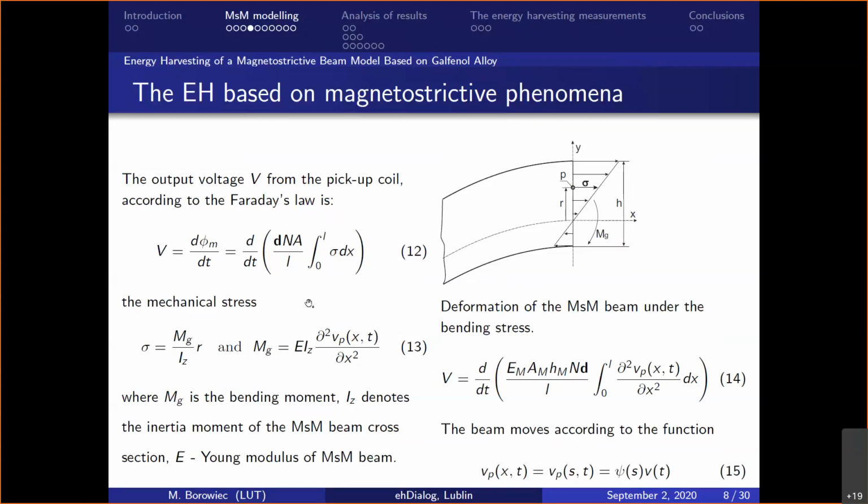So finally, introducing all the previous equations, one can find the equation of the voltage, which is given by equation 14. There is an integral where the shape function of the beam is included while the system is vibrating. This function depends on the distance and the time. So finally, we can introduce two functions: the first is connected with the displacement of the points of the beam, and the second only with the time.